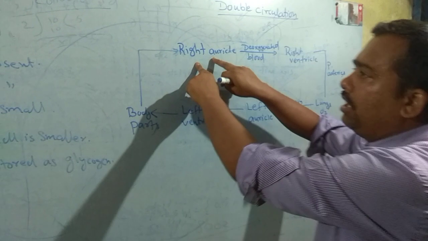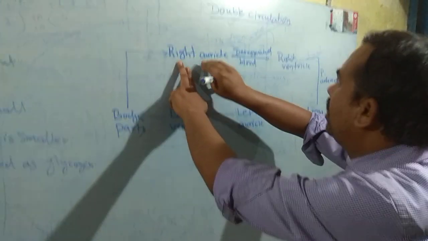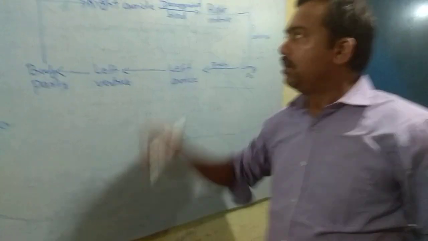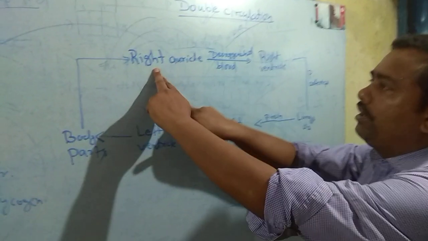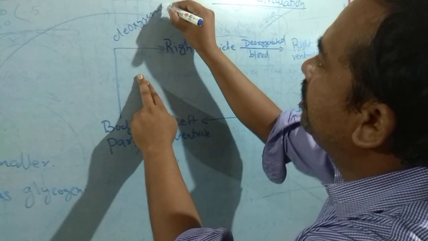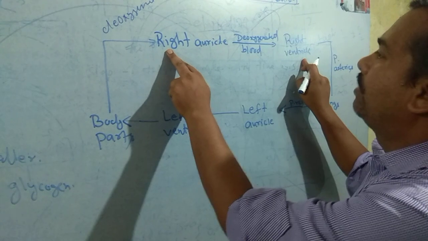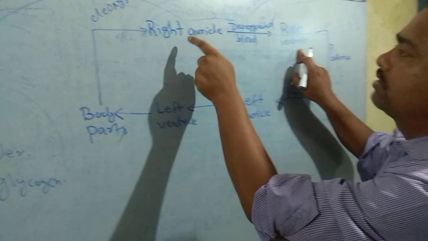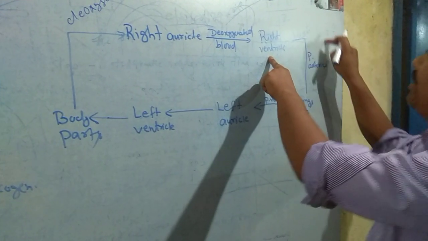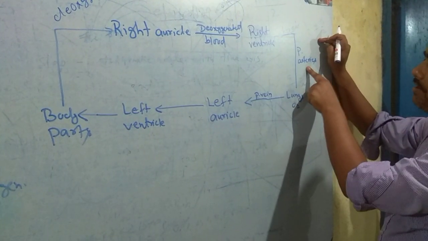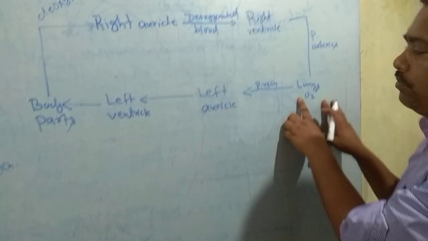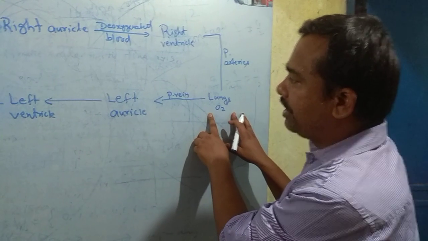First of all, the two auricles. The right auricle receives deoxygenated blood, and it passes to the right ventricle. From the right ventricle, with the help of the pulmonary arteries, it passes to the lungs, where oxygen is taken in and the blood becomes oxygenated.